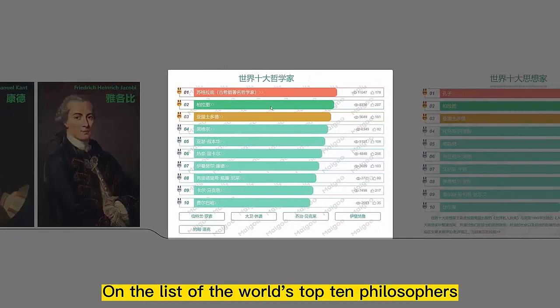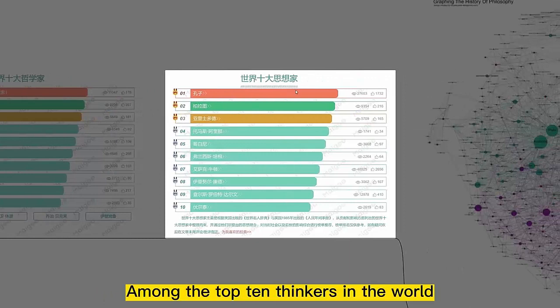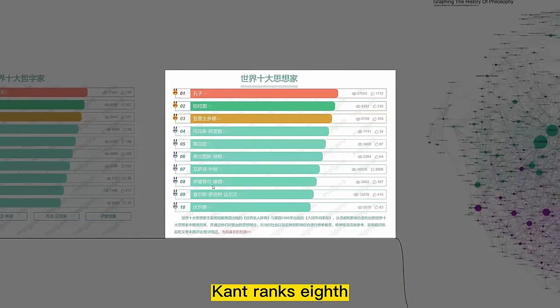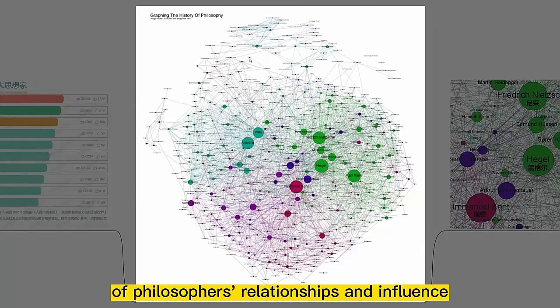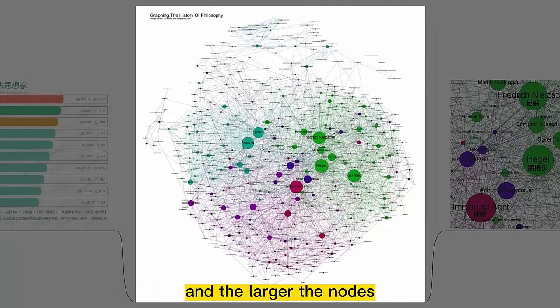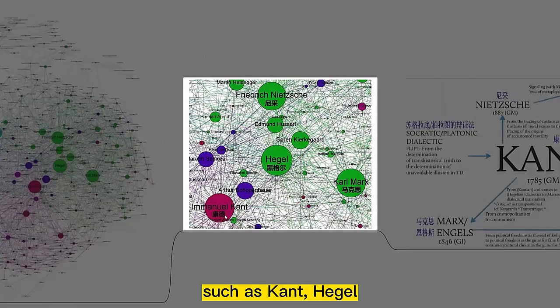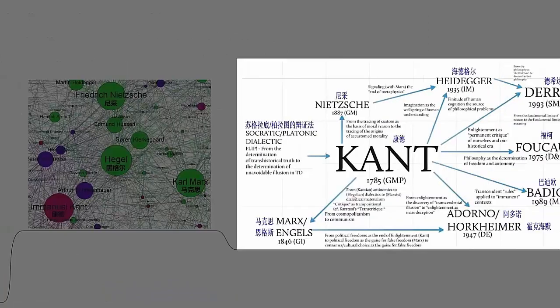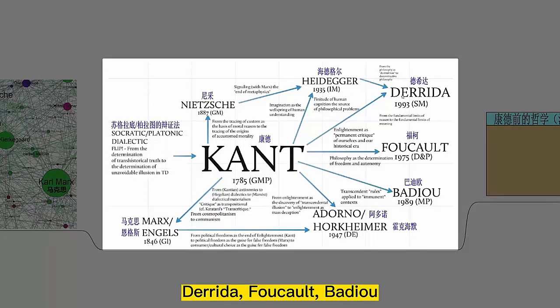On the list of the world's top 10 philosophers, Kant ranks 7th. Among the top 10 thinkers in the world, Kant ranks 8th. Someone made a visual network of philosophers' relationships and influence, and the larger the nodes, the greater the influence represented. The central hub is naturally the great philosophers such as Kant, Hegel, Nietzsche, and Marx. In a picture of some of the philosophers influenced by Kant, it includes Nietzsche, Marx, Engels, Heidegger, Derrida, Foucault, Badiou, Adorno, and Horkheimer.